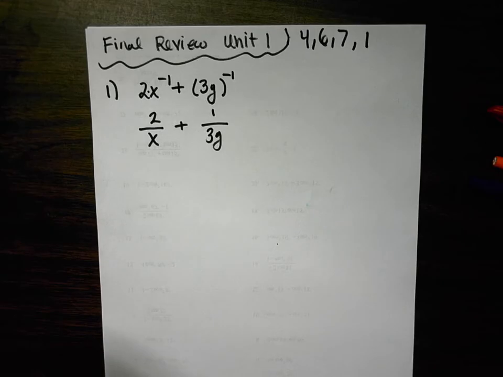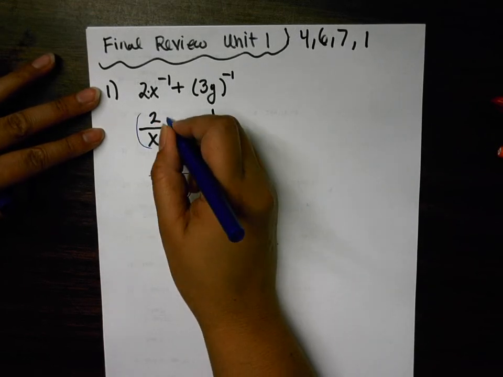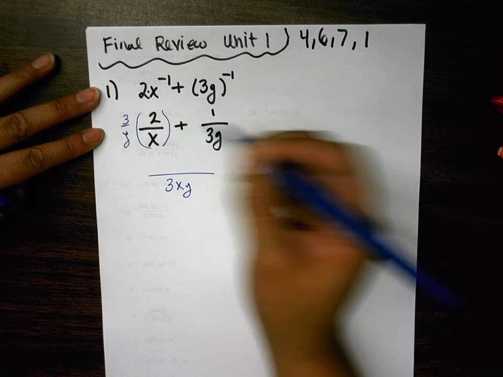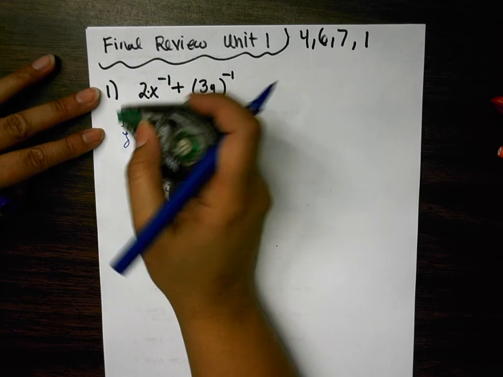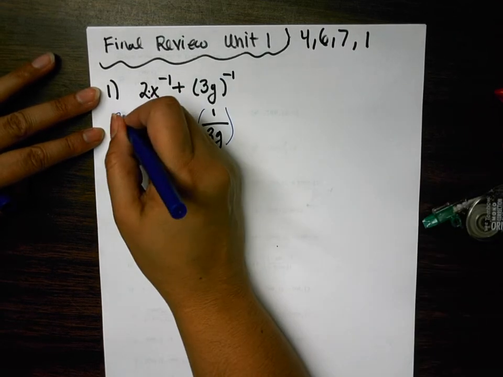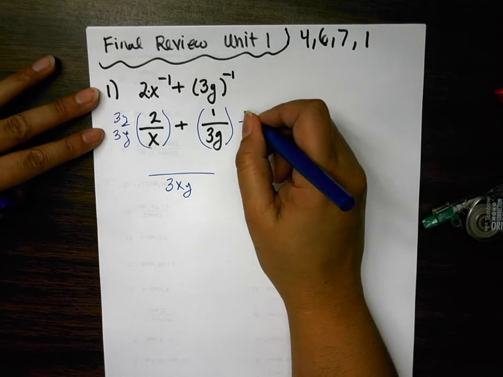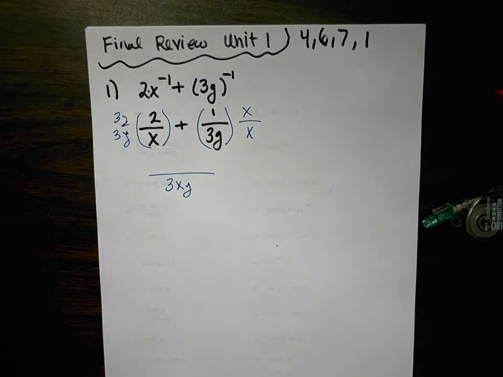And at this point, it's just finding a common denominator, which would be what? 3xy, which means you'd multiply this by what? 3y. And this one by, and I wrote that down incorrectly, sorry. 3y over 3y, and this one top and bottom by what? X. Okay.